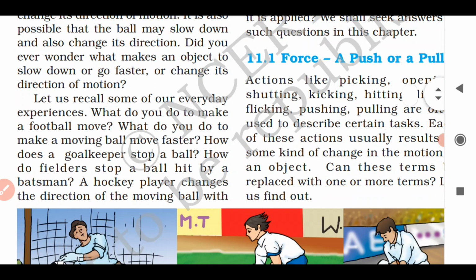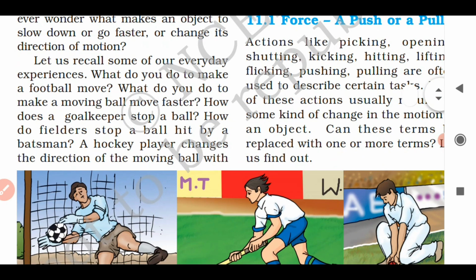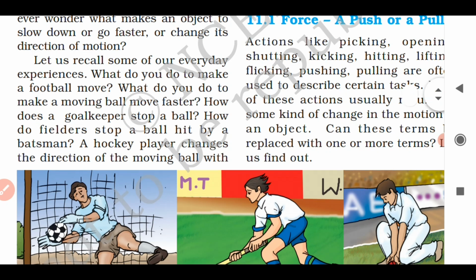Let us recall some of our everyday experiences. What do you do to make a football move? We generally hit it, right? We generally kick the ball. That means we apply force. What do you do to make a moving ball move faster? If a ball is initially moving slowly, how can we move it faster? We generally kick it very hard. That means we are applying a large force on the ball.